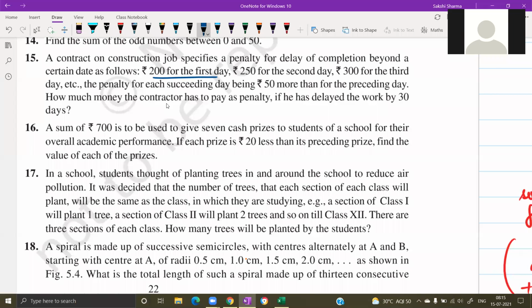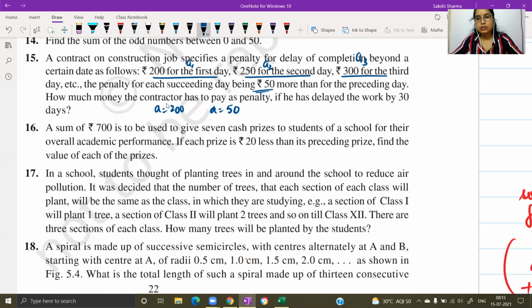This is the penalty charged for being 1 day late, A1. This is for the second day. Then this is for the third day. This list is an AP, and the first term is 200. The common difference is 50. You have to find out how much money the contractor has to pay if he delayed the work by 30 days.